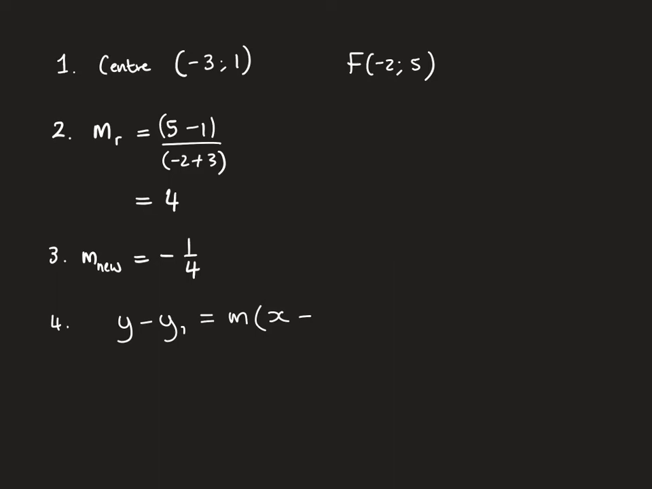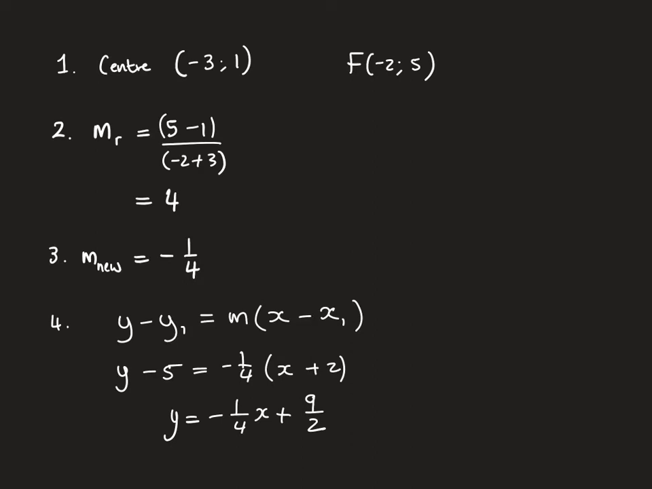Oopsie daisy, that should be x minus x1. So we already know the y and x value from up here, and we know the m value from here. Let's plug these in. We've got y minus 5 equals minus 1 over 4 into x minus minus 2, which is x plus 2. And if we FOIL this out, we find that the equation of our straight line is minus 1 over 4x plus 9 over 2.